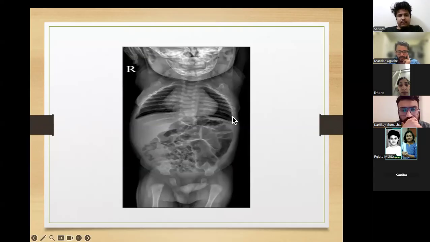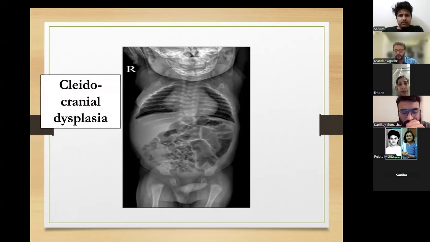Next is this. Can anyone see some abnormality here? The child has come with abnormal shoulders. Nandini, you are not audible. Is it a cranial disorder? So you can't see the clavicles here. It is hypoplastic clavicles, which are cleidocranial dysplasia. I think Madam has an article on lengthening of the clavicle in cleidocranial dysplasia. Not cleidocranial, that was more of a clippify.